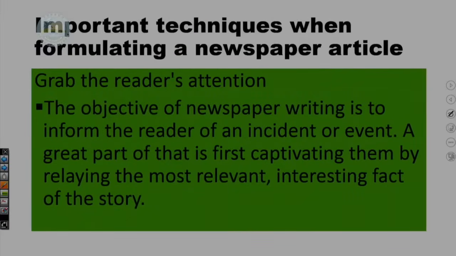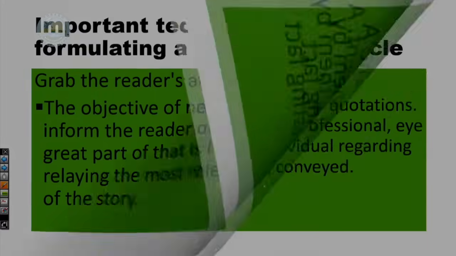You want to also grab the reader's attention when you're formulating a newspaper article. Newspaper articles should have headings that would really capture the attention of the reader. The objective of newspaper writing is to inform the reader, again stressing, because it's expository, to inform the reader of an incident or event. A great part of that is first captivating them by relaying the most relevant, interesting fact of the story. Get to the point, but make it captivating.